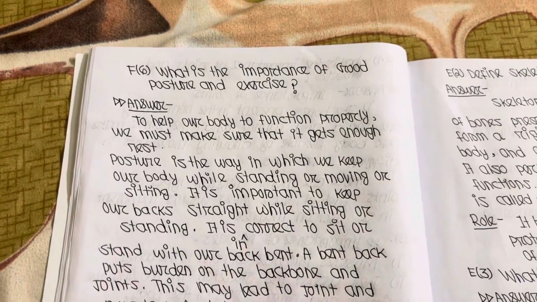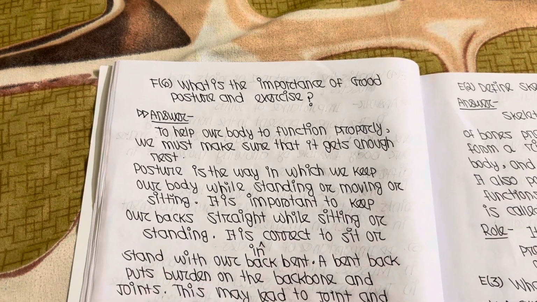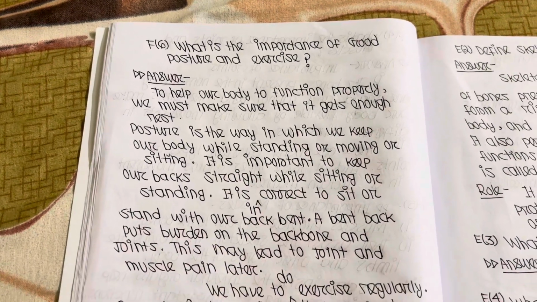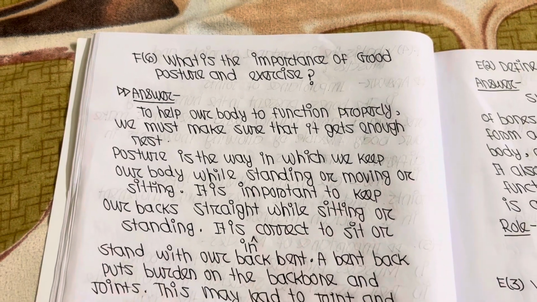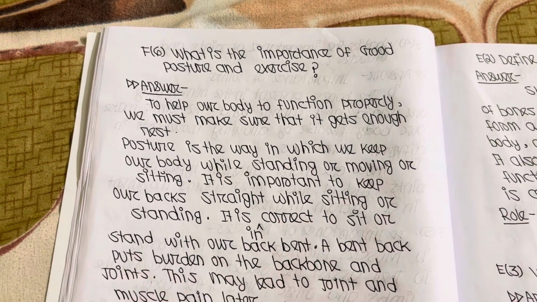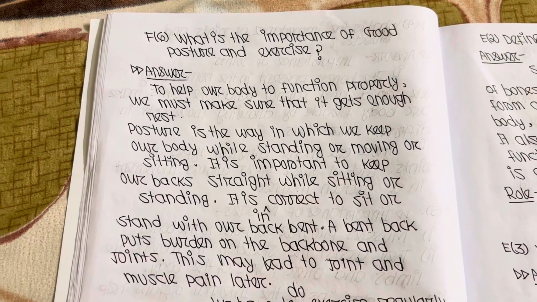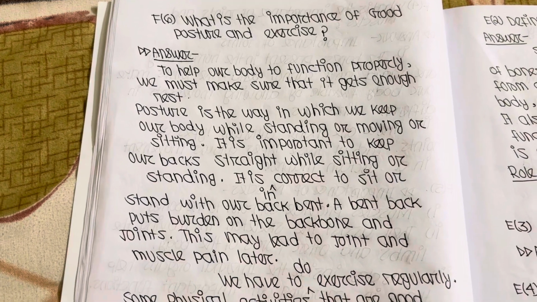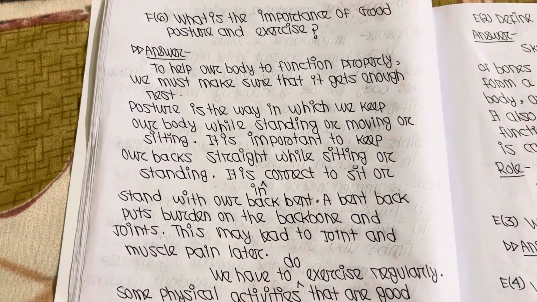Now comes question number 6, F6. What is the importance of good posture and exercise? Answer. To help our body to function properly, we must make sure that it gets enough rest. Posture is the way in which we keep our body while standing or moving or sitting. It is important to keep our backs straight while sitting or standing.